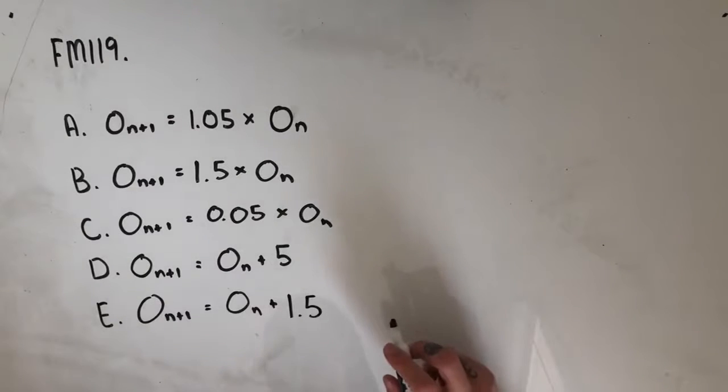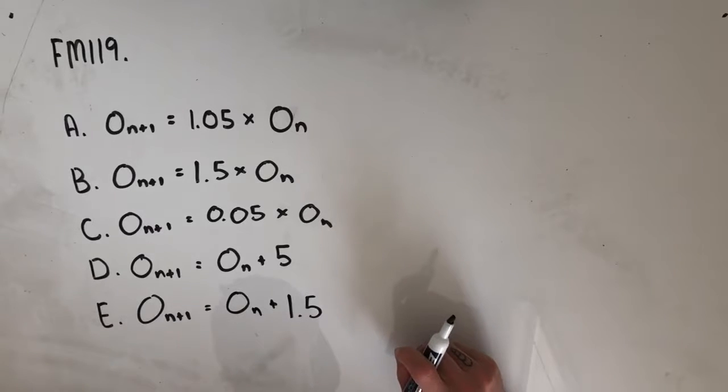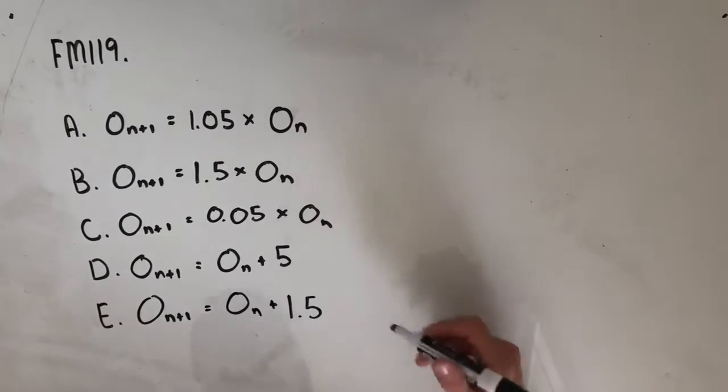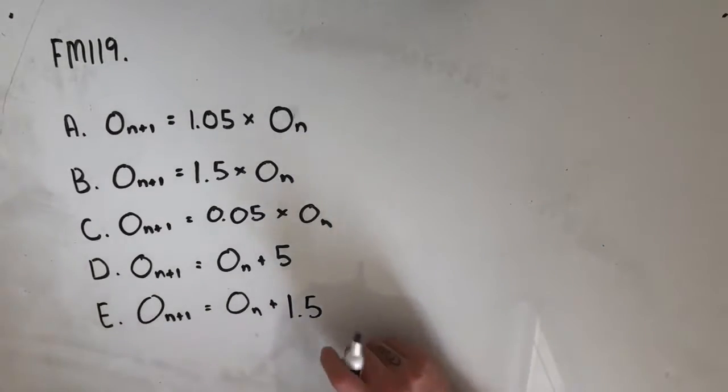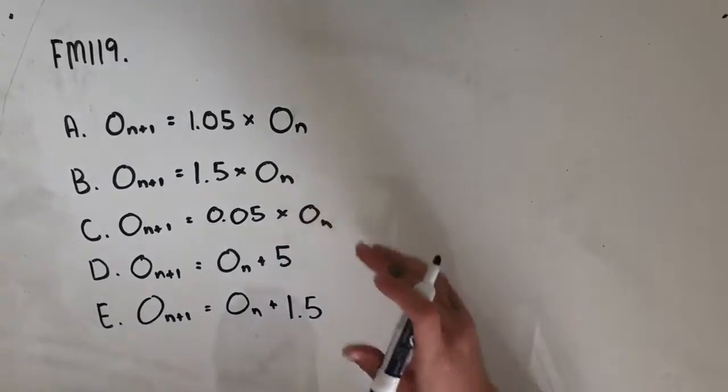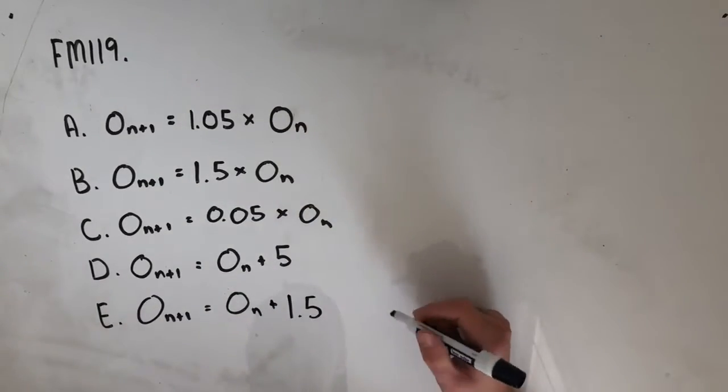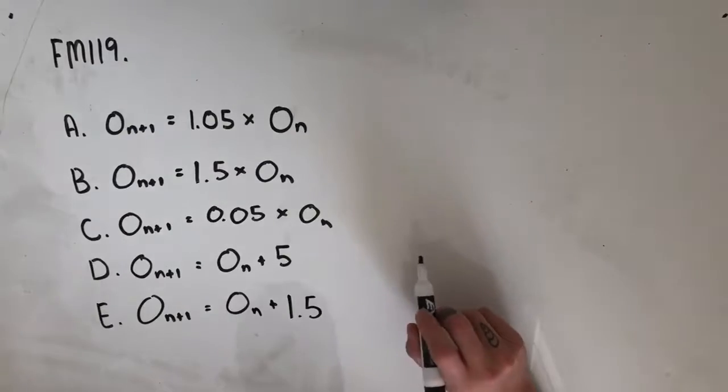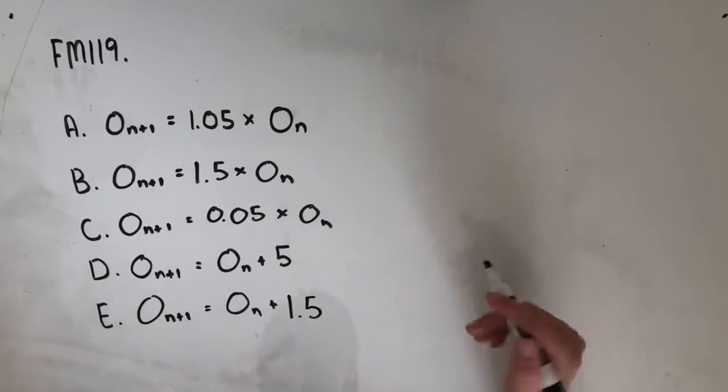So this question reads, a beginner skateboarder aims to increase the height of his ollie by 5% each fortnight. The height of his ollie, O_n, in centimeters after n fortnights would be modeled by the rule, and then we're given these 5 options. Now what I'm going to do is go through each of the 5 options and talk about what each of these recurrence relations would actually mean.